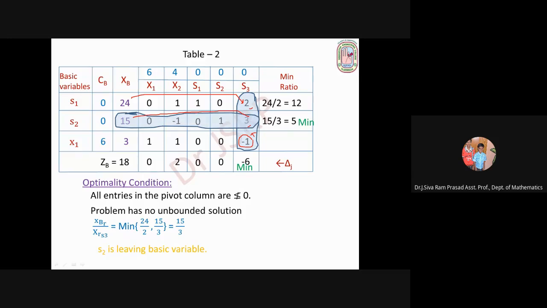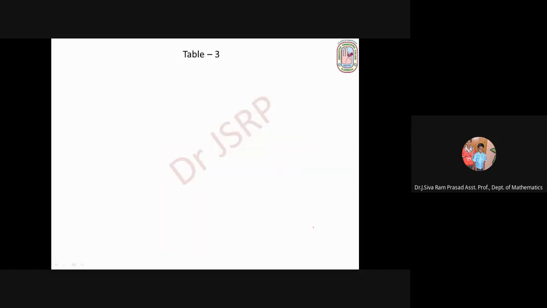The corresponding variable S2 is the leaving basic variable. Circle the row S2. So S2 is the leaving basic variable. In the next solution, S2 is replaced by S3, and S1 and x1 remain the same. You calculate table 3. Next solution I will continue in the next class.